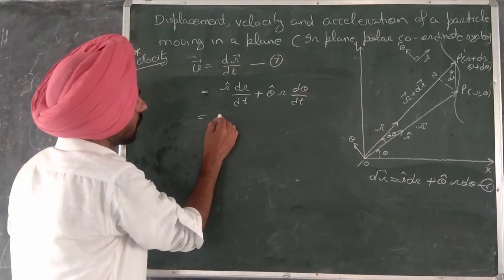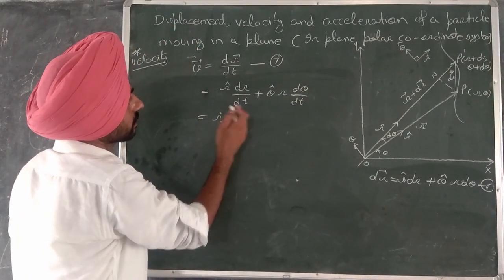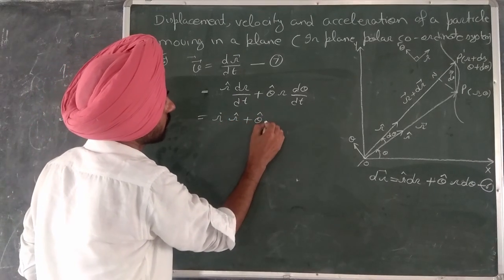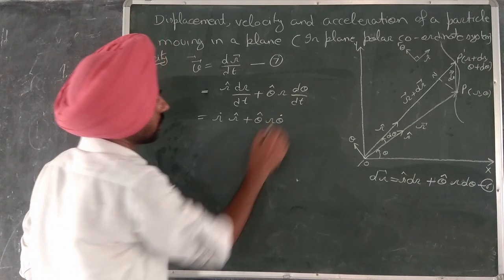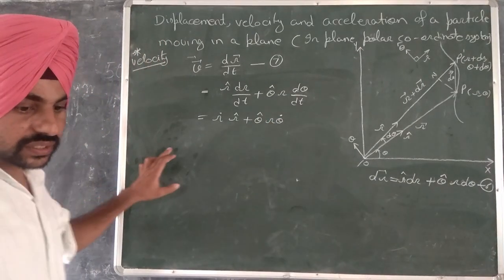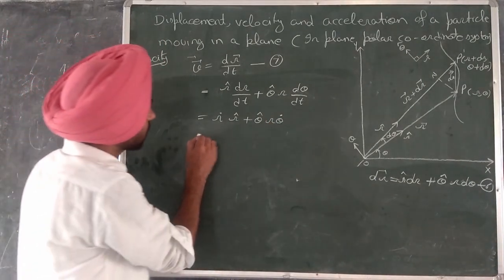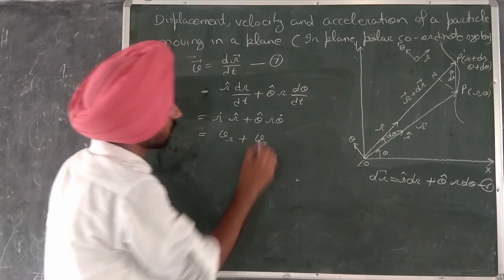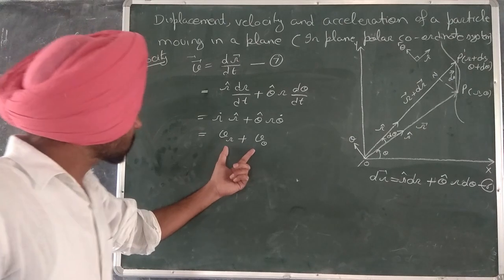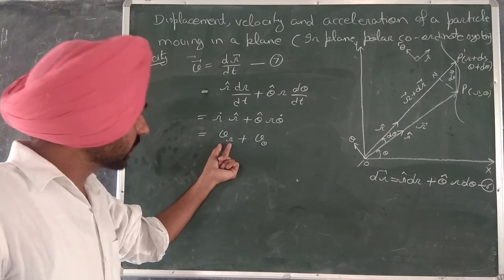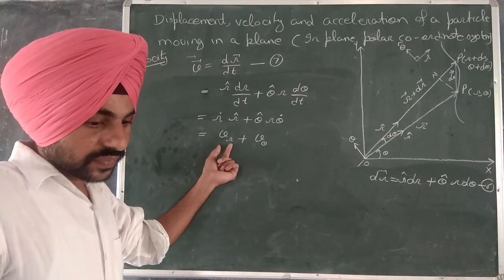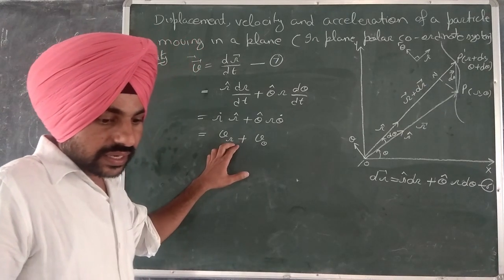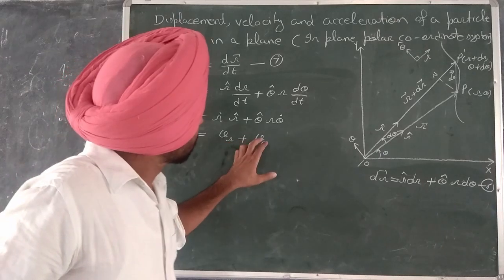So this is r dot. r dot is the derivative of r with respect to time, r cap plus θ cap r θ dot. So this is the expression for velocity. So we can write it as Vr plus Vθ. So these are the velocity components. This is the radial component Vr. So Vr is called the radial component of the velocity, and Vθ is called the transverse component.